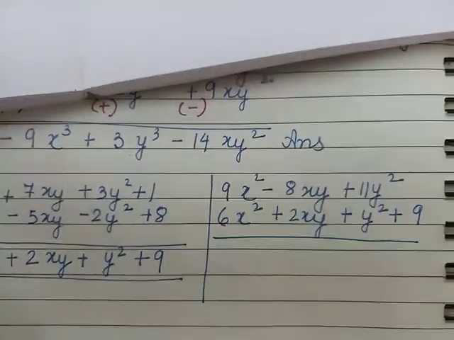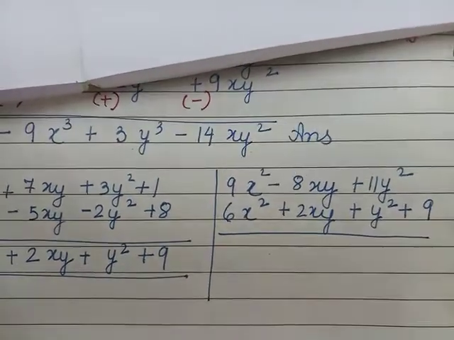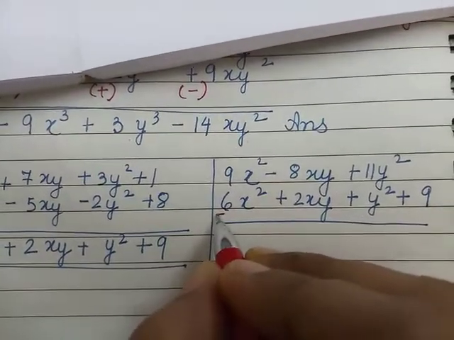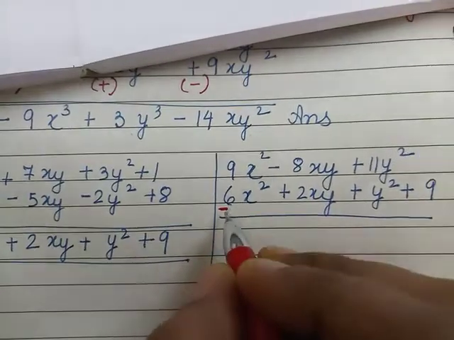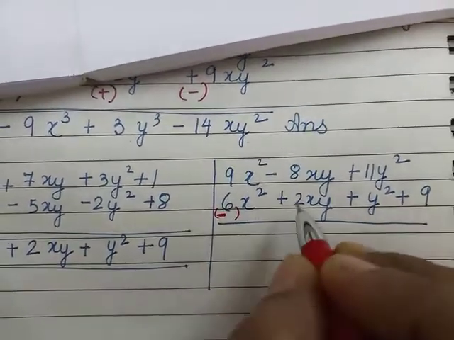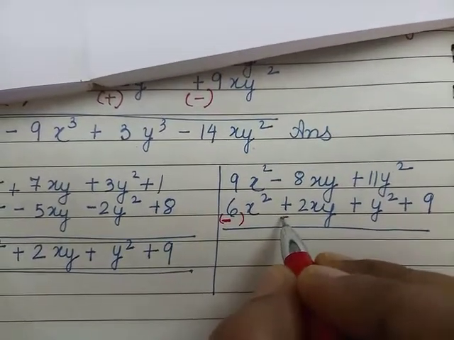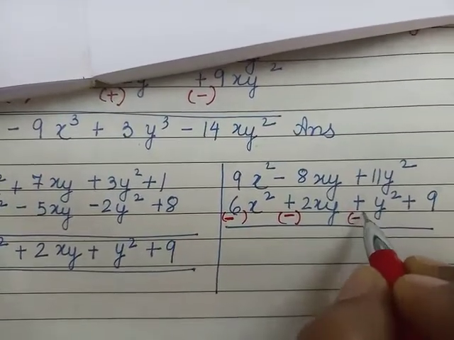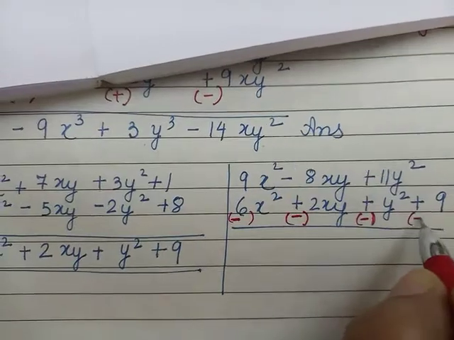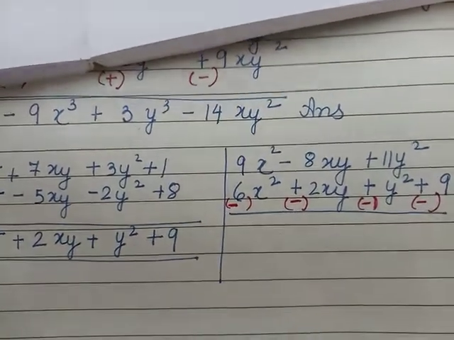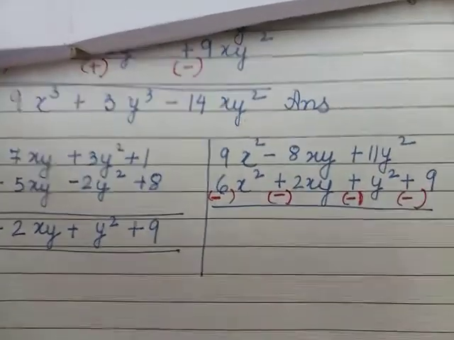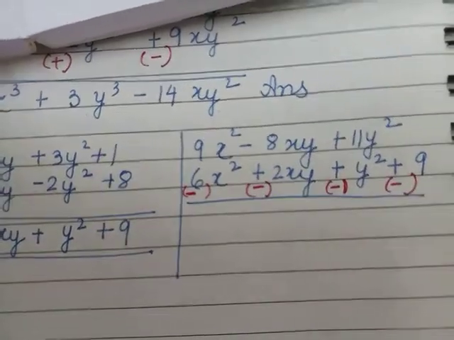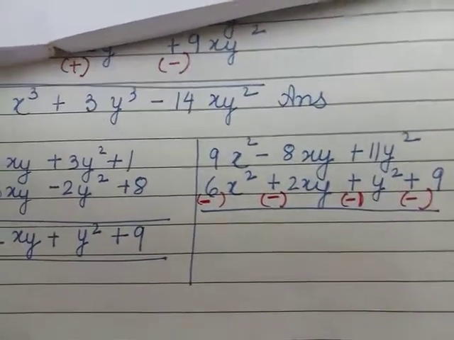Okay, children. Now we are going to subtract. For subtracting, we are changing the sign of each term. This plus 6 will become now minus. This plus will become now minus. And this plus y square will become minus y square. And this plus 9 will become minus 9. I have changed the sign of each term of the second expression.